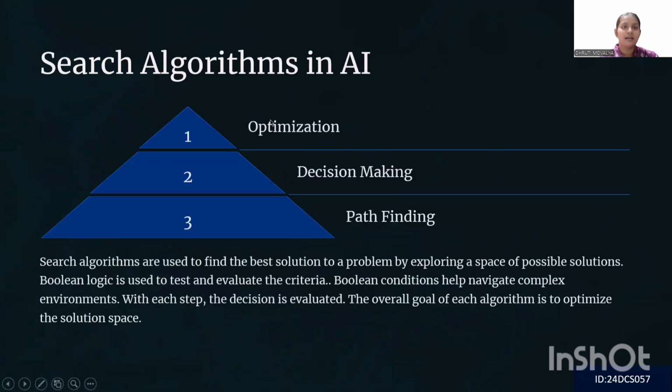Search algorithm in AI. Here are three steps of search algorithms. First is optimization, second is decision making, and third is pathfinding. Search algorithms are used to find the best solution to a problem by exploring a space of possible solutions.